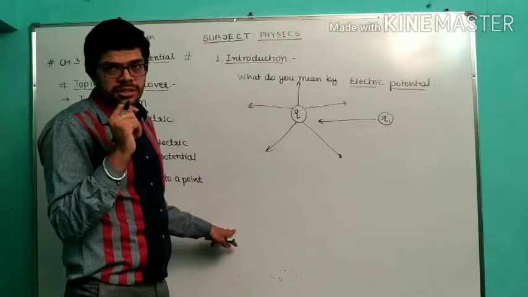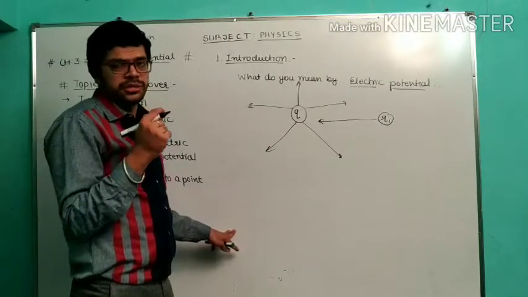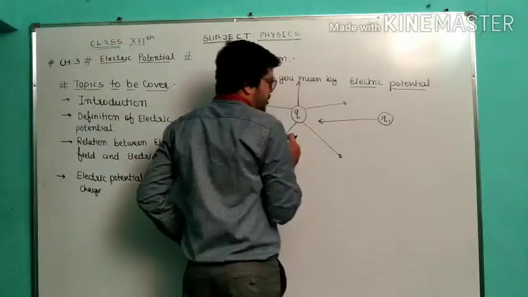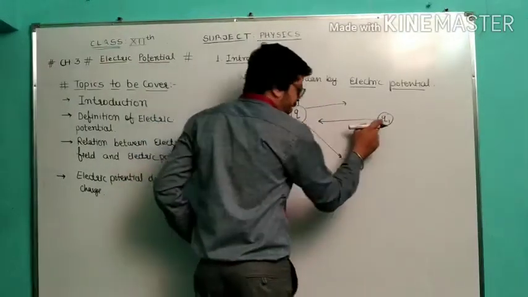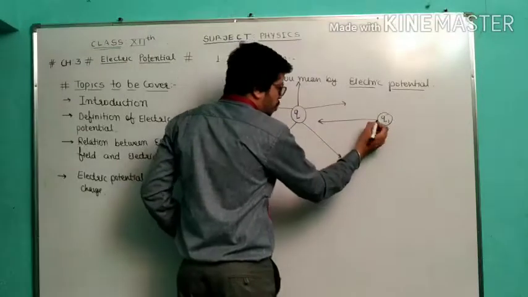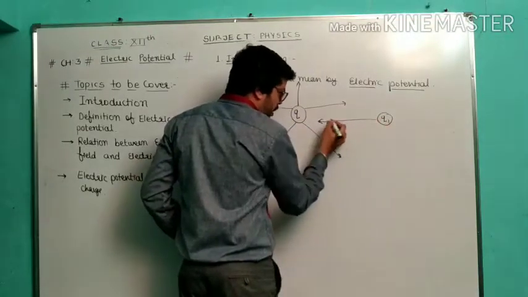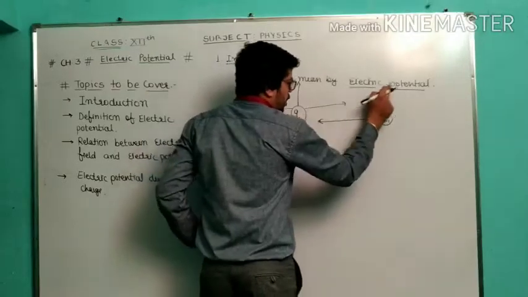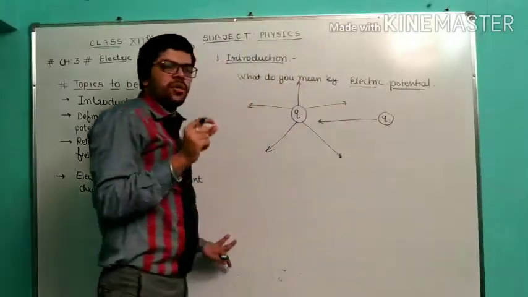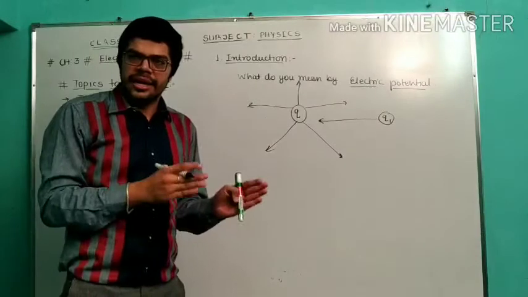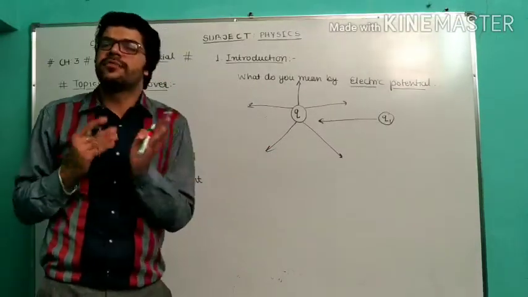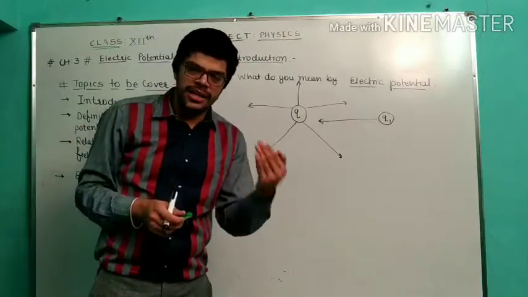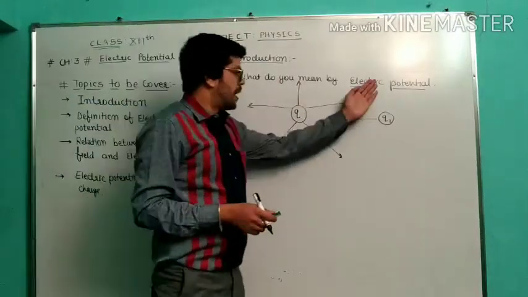Please try to understand. Many teachers are just teaching in a wrong style. So when the positive charge is attracting negative charge, it is called electric field. But when the positive charge is forcefully attracting and forcefully trying to pull towards it, it is called electric potential. By which we are always working in opposite to the electric field. It is called what? Electric potential.